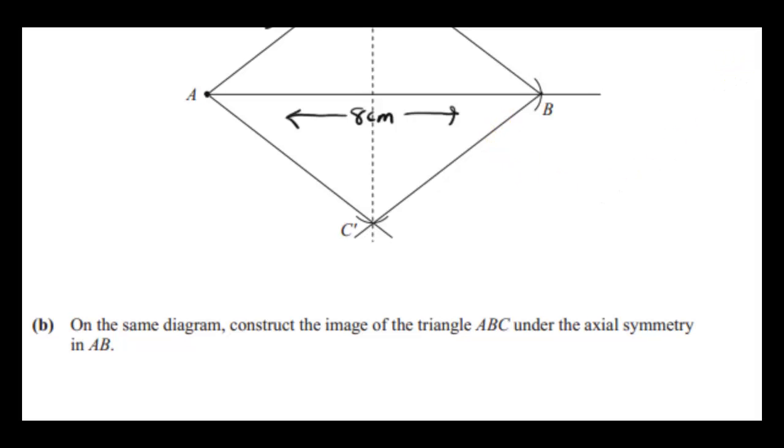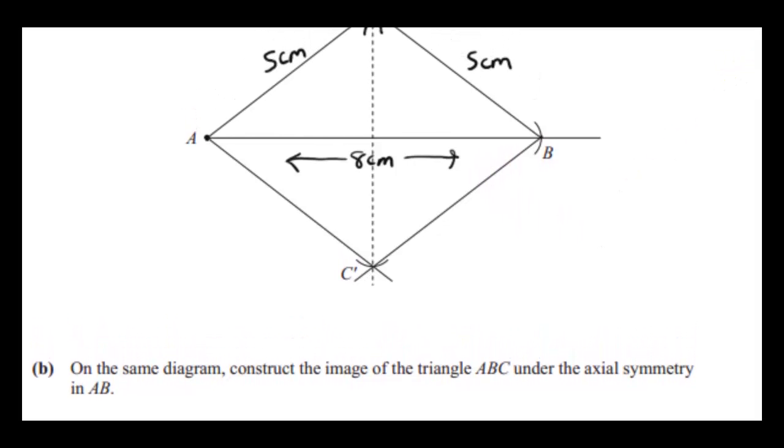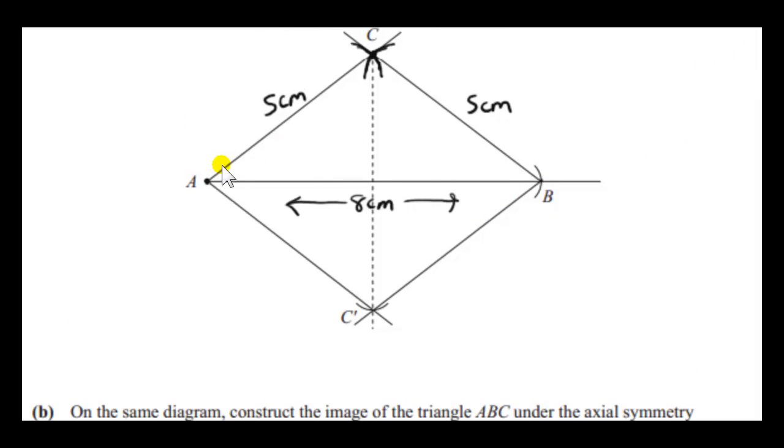So here we have the image of triangle ABC. That's this triangle here under axial symmetry in the line AB. So we want to basically fold this triangle over the line AB, and get the mirror image of it in the line AB. Now the image of A under axial symmetry in the line AB is just A. A is mapped onto itself. B is also mapped onto itself because B is on the line AB.